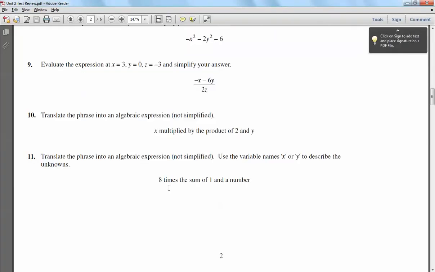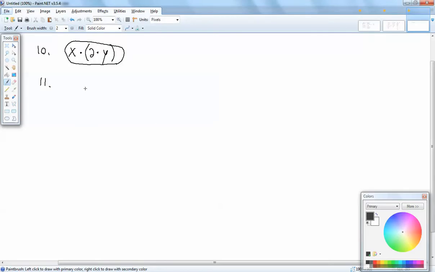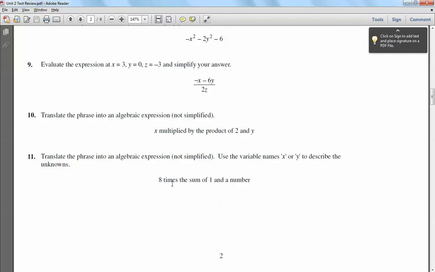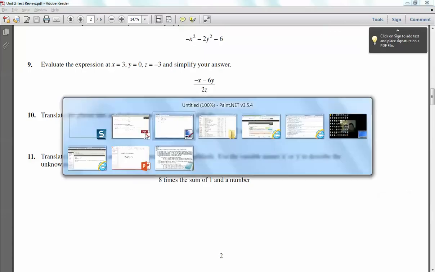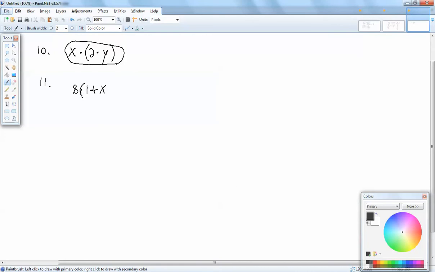Okay, number 11. Looks like the same thing. Use the variable names x or y to describe the unknowns. Okay. 8 times the sum of 1 and a number. The sum of this and this. The connector is the "and." So the sum of 1 and a number, that'd be the 1 plus x. That's right there. The sum of 1 and a number. Now 8 times that. Well, if I just put the 8 like this and put a dot there, that would just be 8 times 1, not 8 times the sum of it. So what we need to do is put parentheses there, and that'll be 8 times that sum. And that's our answer.